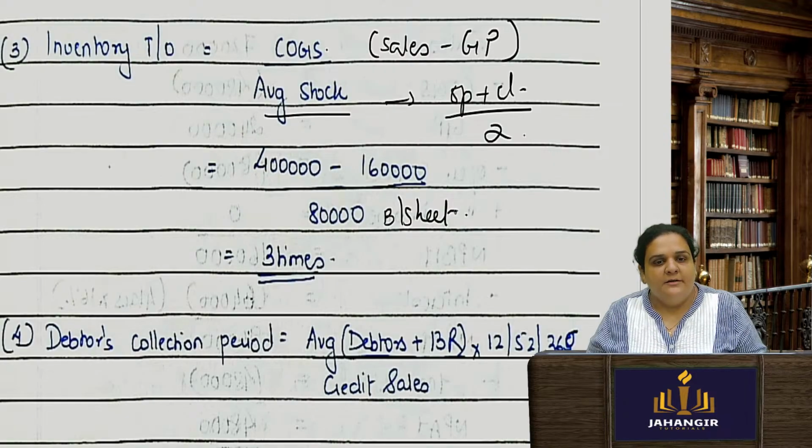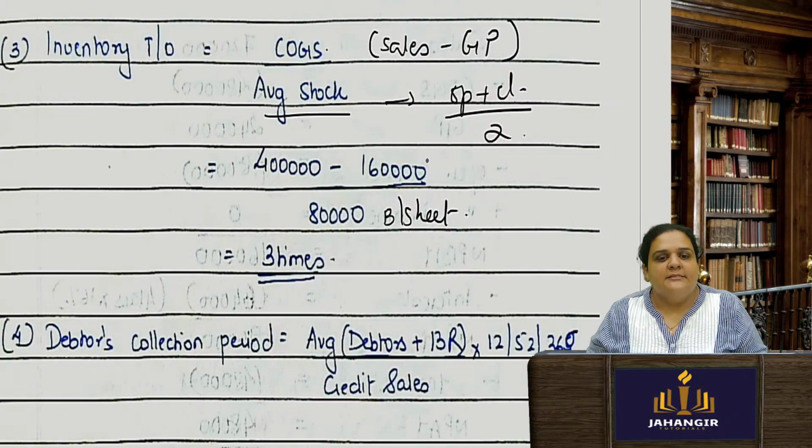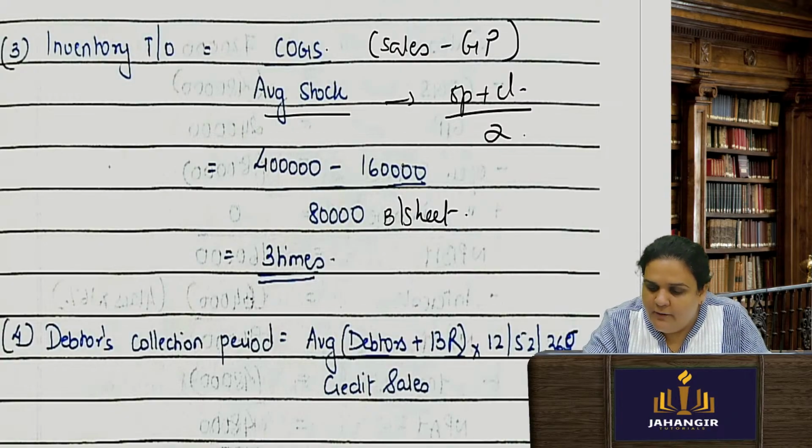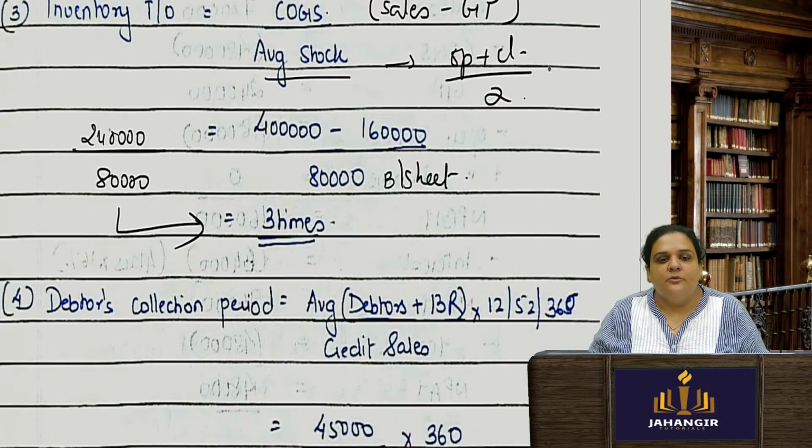So whatever is given to me in the balance sheet, I will take that only. So it is going to be 80,000. So 4 lakh minus 1,60,000 is 2,40,000. Divide that by 80,000. So it is going to be 3 times inventory turnover ratio.